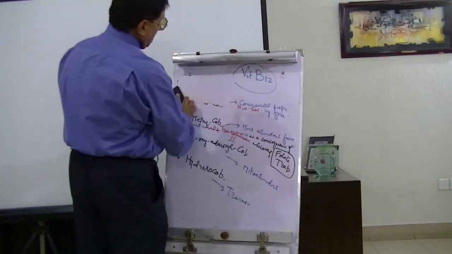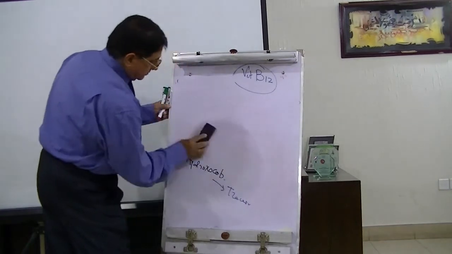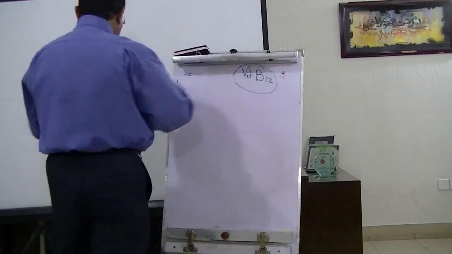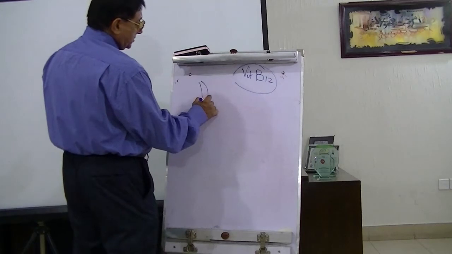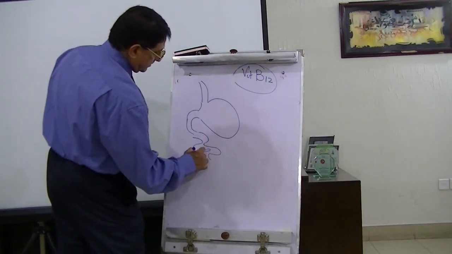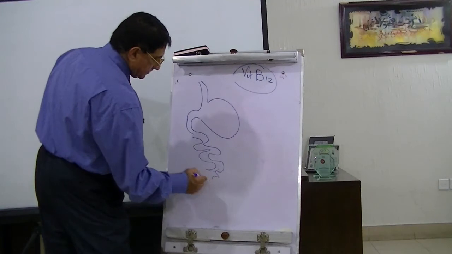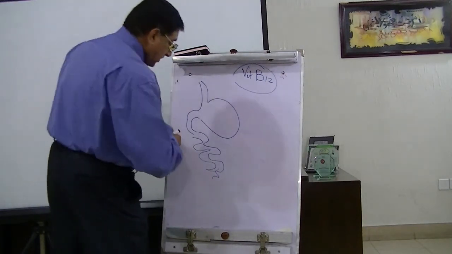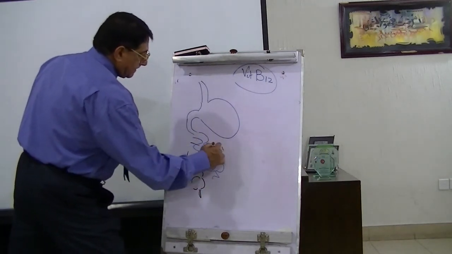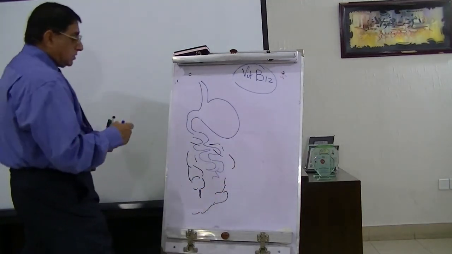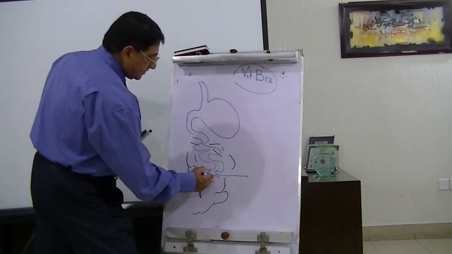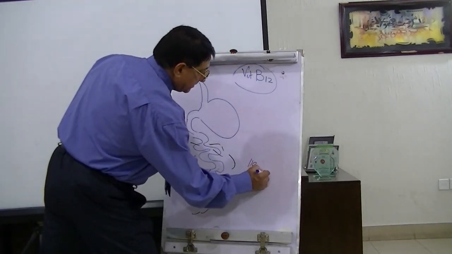Next, how is it absorbed? Well, B12 is taken in the diet, goes to the stomach, then it goes to the ileum, this is the large intestine. So it is absorbed in the ileum.